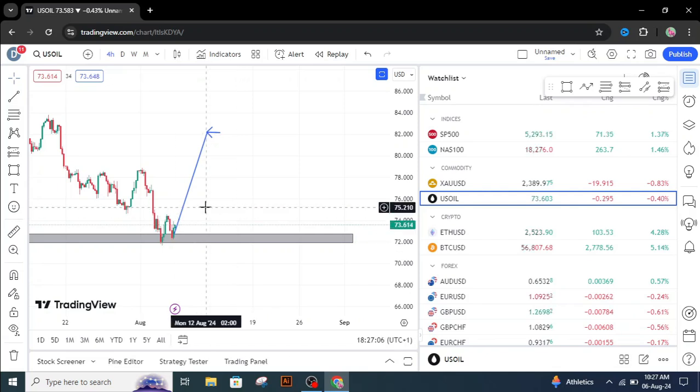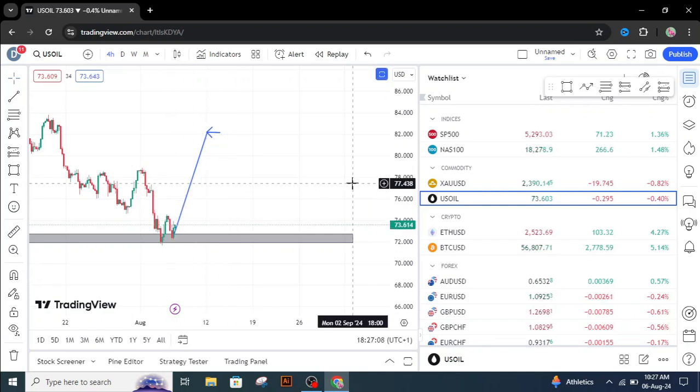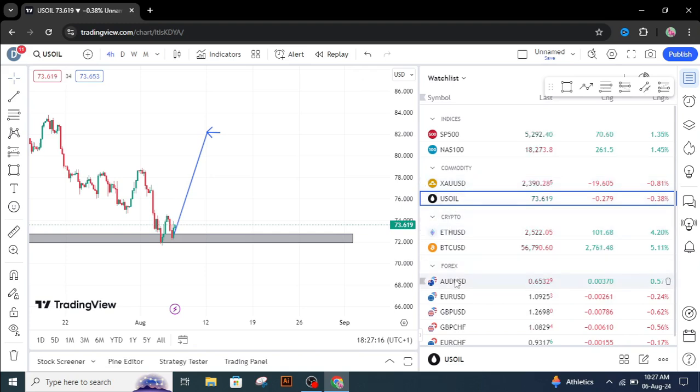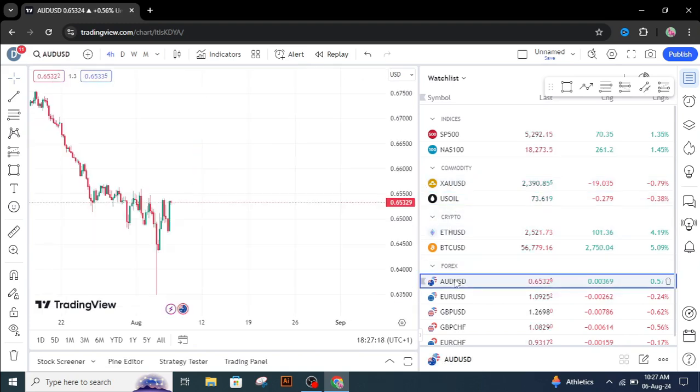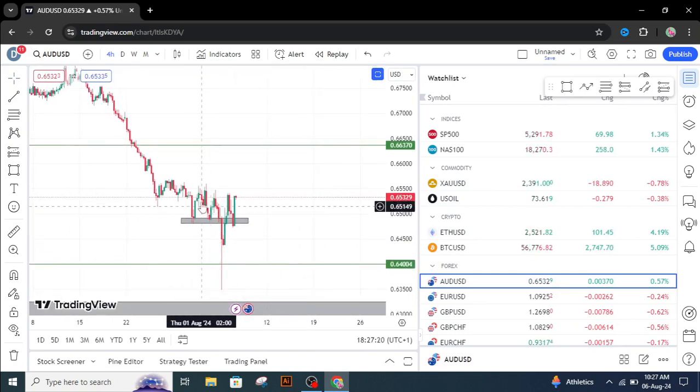So apart from, like I said, apart from CAD and oil, another currency like that is AUD, like this AUD and gold. Let me just explain it. So when the market was consolidating here, the market wasn't supposed to consolidate here during this period.